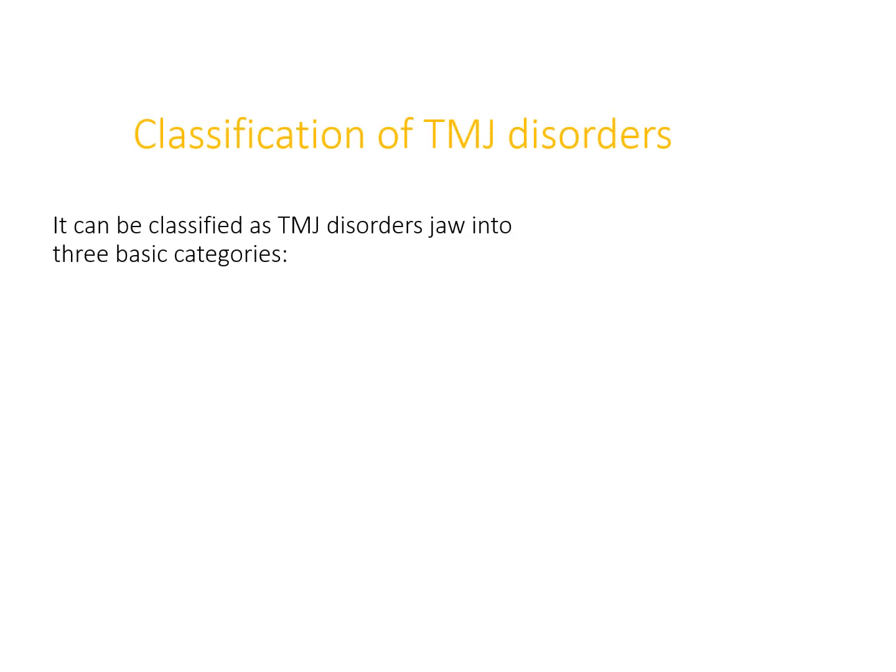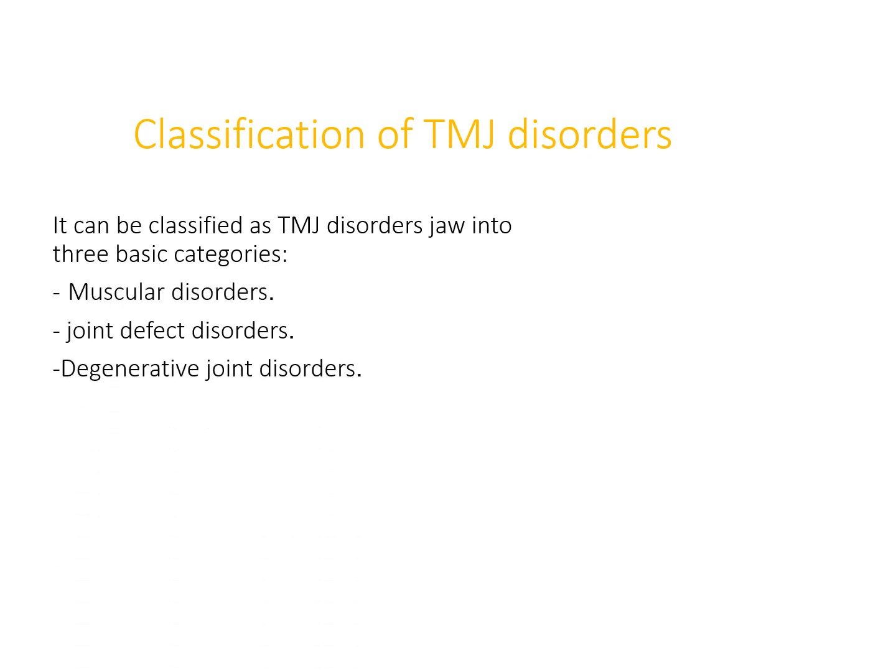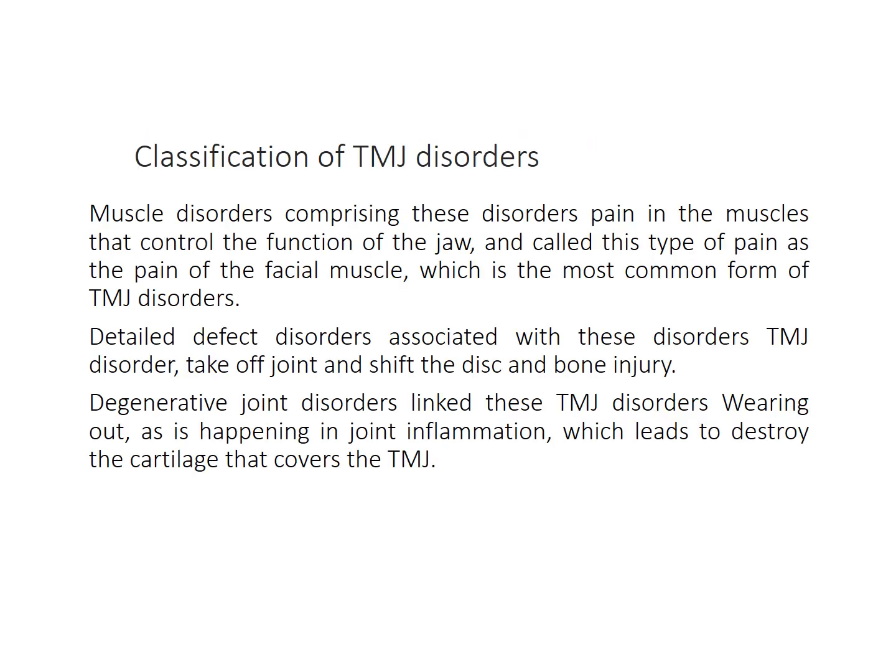Now coming to the classification of TMJ disorders. TMJ disorders can be broadly classified into three categories, that is muscular disorders, joint defect disorders, and the degenerative joint disorders. Muscular disorders comprise those disorders due to pain in the muscles of mastication, that is the elevator and depressor muscles that control the function of the jaw.